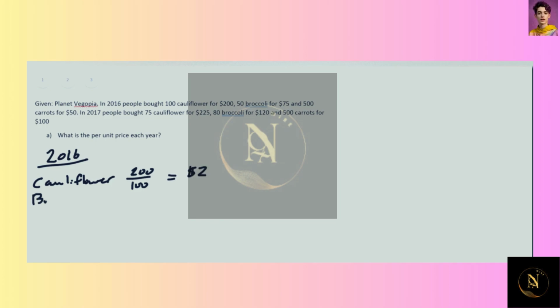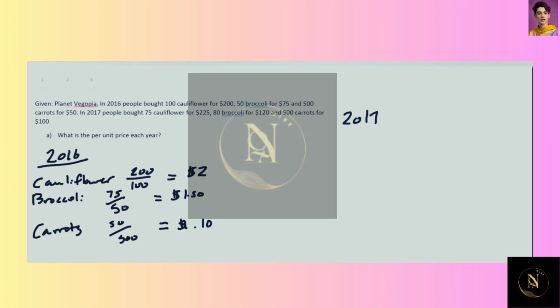Then for broccoli, we bought 50 of them. Sorry, we spent $75 total. We bought 50 of them. And so the price is $1.50 per broccoli. And for carrots, we spent $50 on carrots and we bought 500 carrots. And so the price is 10 cents per carrot.